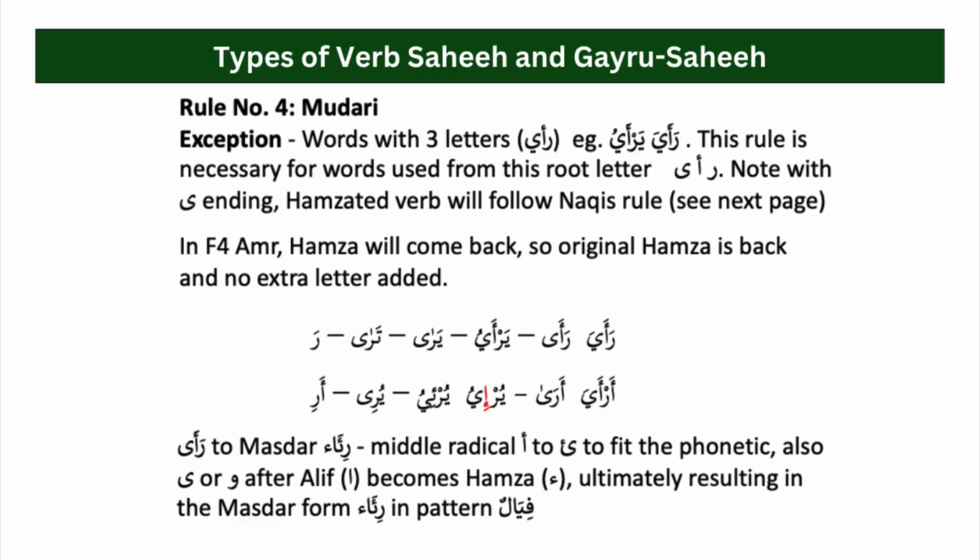Then the slide gives a very important note. In form 4, amr, hamza will come back. So original hamza is back and no extra letter added. This is extremely important. It means that in some forms, especially in the mudari, the hamza may seem to reduce or disappear for ease, but in the form 4 imperative, it returns. So students must not think the hamza is permanently gone. It may be hidden in one pattern and return in another.